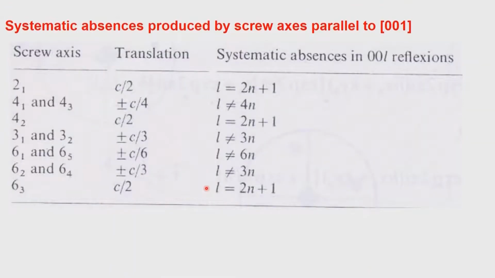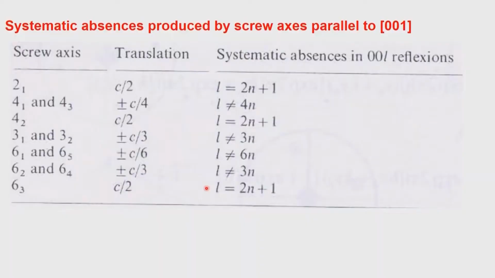So, we can have screw axes in a variety of crystal systems, as we know. We can have 2 1 screw, we can have 4 1, 4 3, 4 2 in a tetragonal system, we can have 3 1 and 3 2 in a trigonal system, we can have 6 1, 6 5, 6 2, 6 4, 6 3 in a hexagonal system. So, these are all the possible screw axes we can have in a crystal system, and therefore, we now look at the corresponding systematic absences if the screw axis is parallel to the z direction.